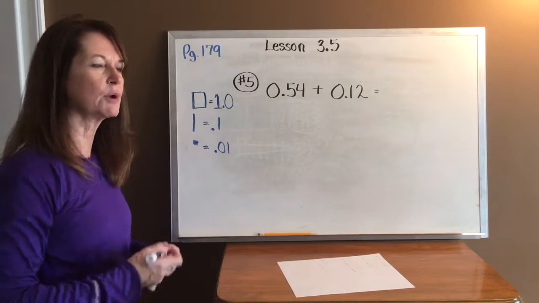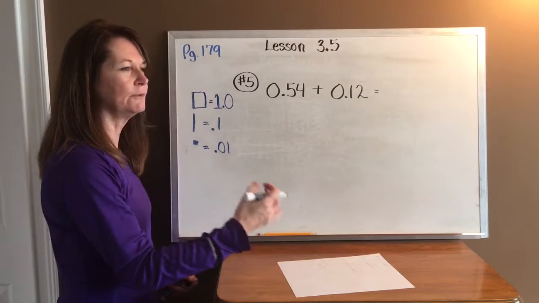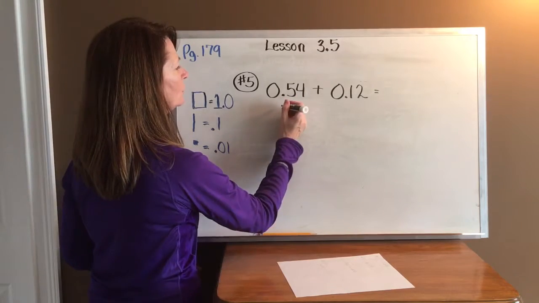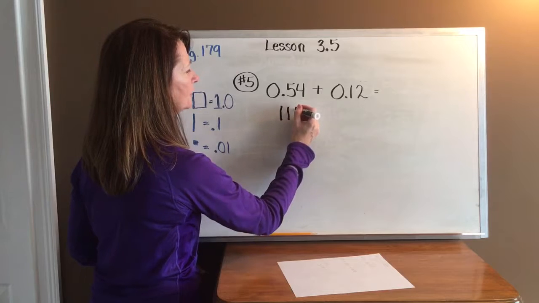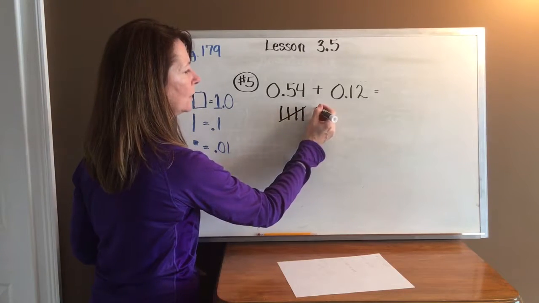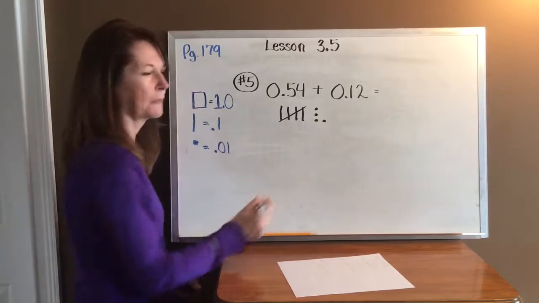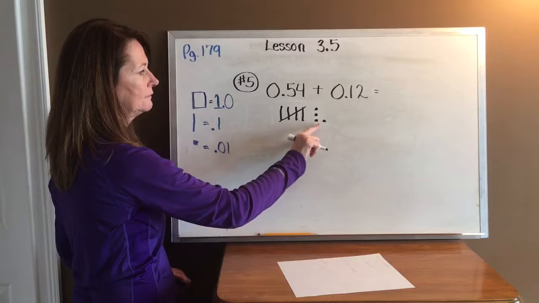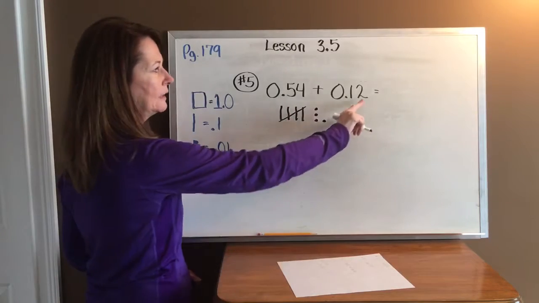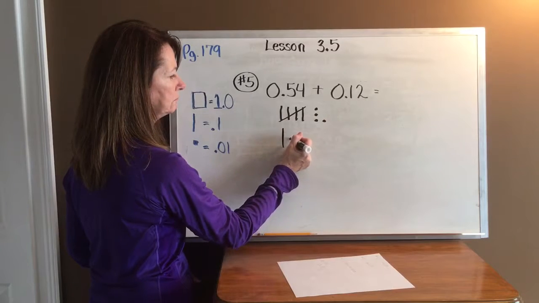Okay, so let's go ahead and we'll do that right now. We're going to draw out this problem, and so 54 hundredths will look like this. It will look like 1, 2, 3, 4, 5, and 1, 2, 3, 4. Okay, 54 hundredths. And now let's do 12. So 1 and 2.